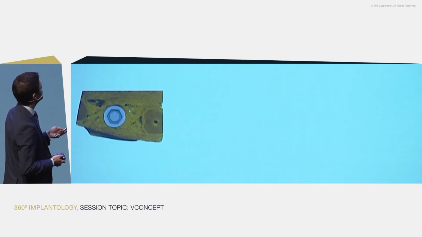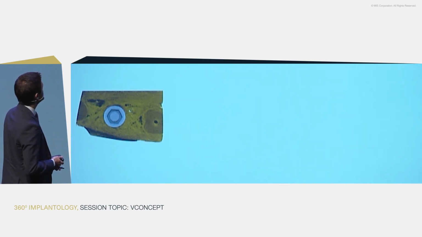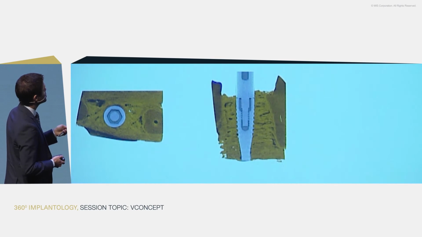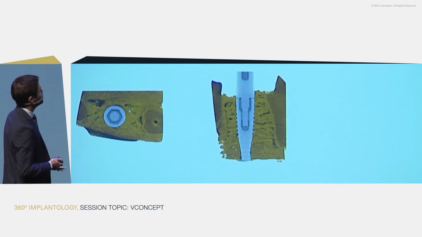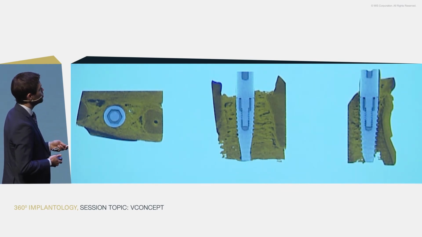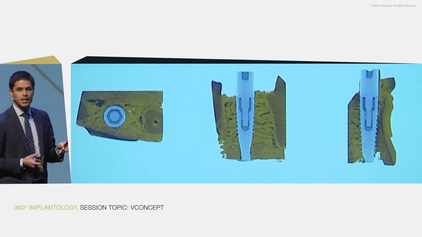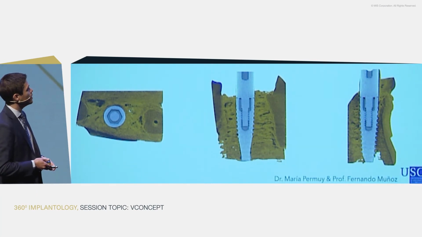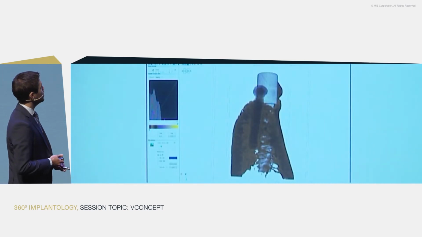You can appreciate here the pulp, the ligament for the periodontal space. And we can check as well here in these other slides the bone anatomy very well. So this gives us the opportunity to analyze not only in a particular section, but to analyze a wider area. And we've done this through a good collaboration with the University of Santiago de Compostela in Lugo, with Maria Pernouy and Fernando Muñoz, and we want to give them credit for that.